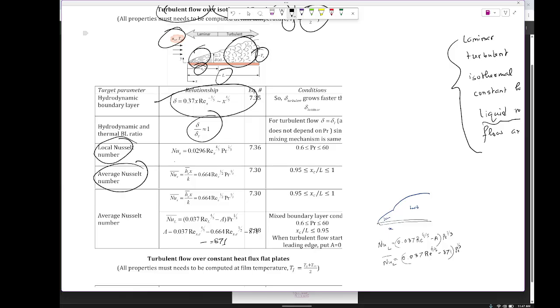So this one is so important. You have the local Nusselt number and the average Nusselt number, and the average Nusselt number comes twice. You have a one-time average Nusselt number and a two-time average Nusselt number. For the second one, the average Nusselt number is for a mixed boundary layer. For the first one, it is not mixed. What does it mean?